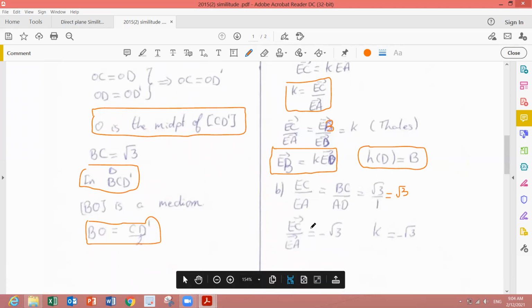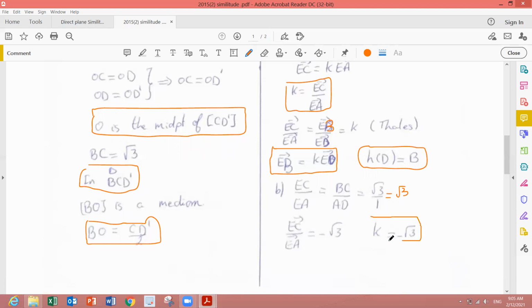So EC over EA equals minus radical 3. Why did I put minus radical 3 for EC over EA? Because they have opposite senses. So EC over EA equals minus radical 3. So K equals minus radical 3. Done, Haikaz? Done.